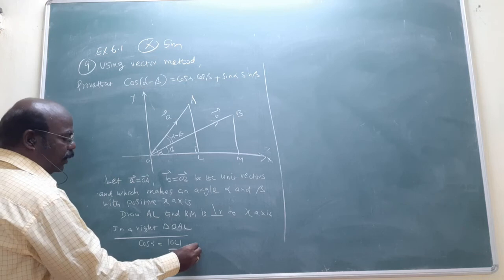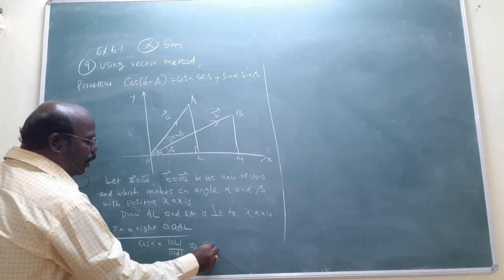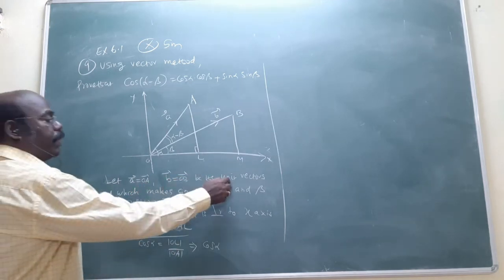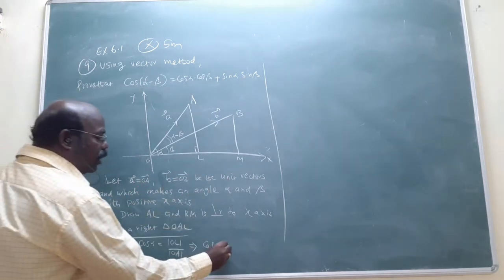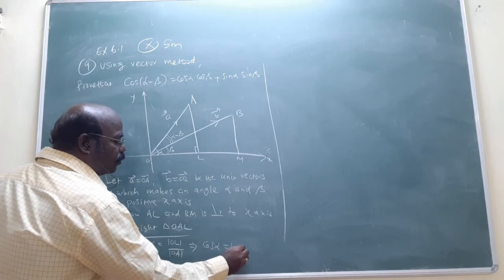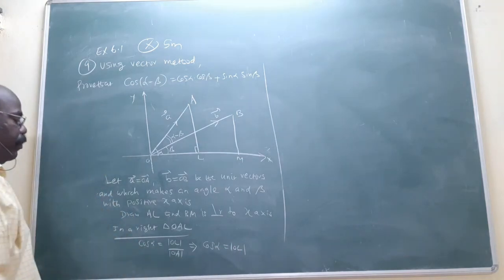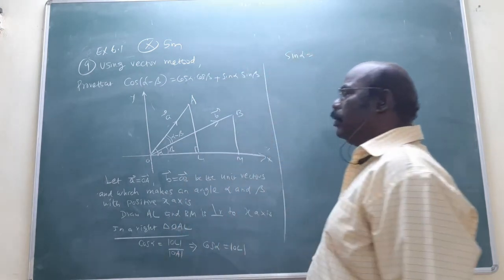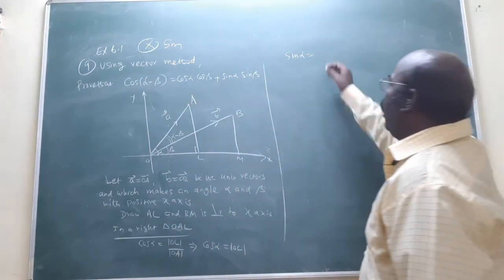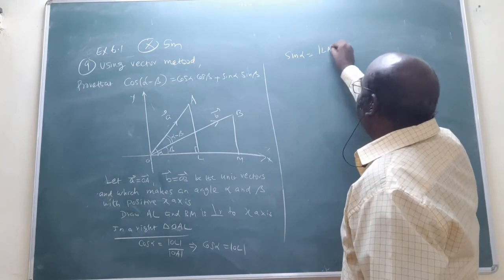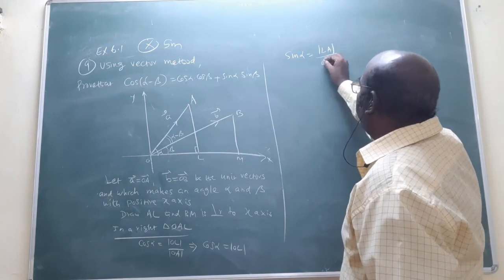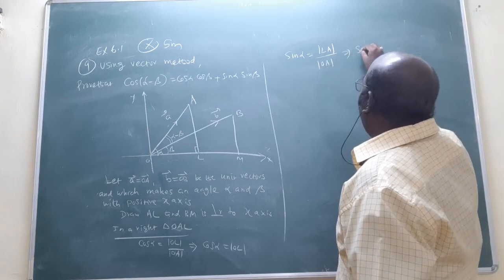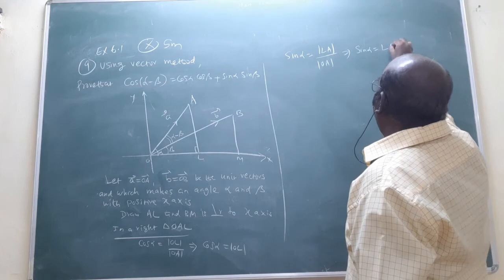Which implies cos alpha equals OL by OA. Already I have said OA is a unit vector, its modulus is 1. Therefore cos alpha equals OL. First answer. And consider sin alpha. Sin alpha is opposite by hypotenuse. Opposite is LA, LA vector by OA vector. Again it implies sin alpha equals only LA.